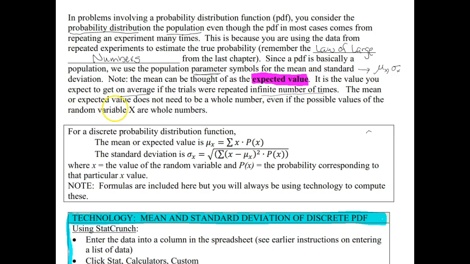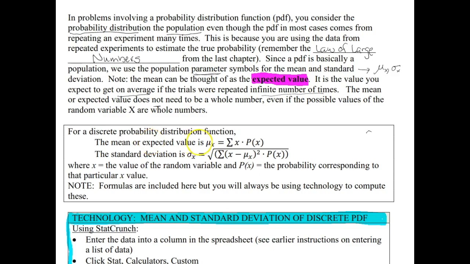The mean or expected value does not need to be a whole number, even if the possible values of the random variable x are whole numbers. For example, the expected number of children for people to have is 2.5. That does not mean there's any couple out there that has 2.5 children or that we expect that to happen. It just means if we ask lots and lots of couples how many kids they have and we average those numbers together, we get a number very close to 2.5.